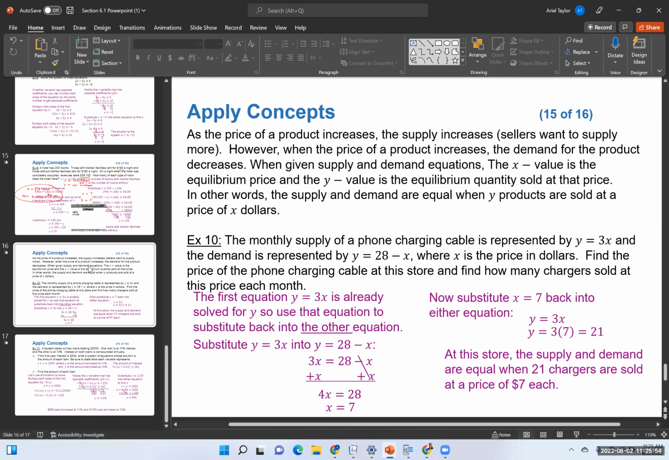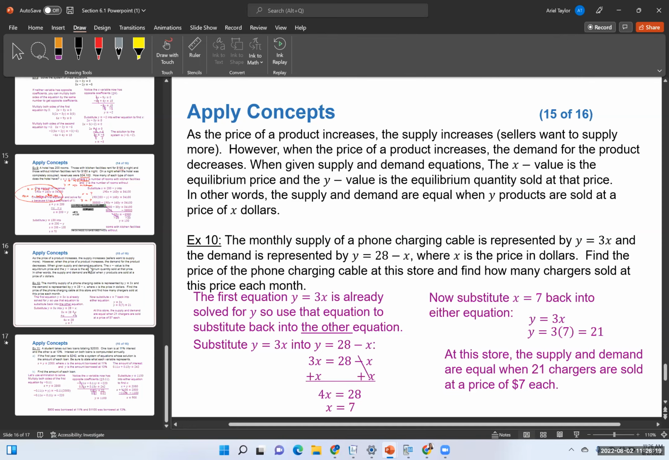The monthly supply of phone charging cables is represented by Y equals 3X, whereas the demand is equal to Y equals 28 minus X, where X is the price in dollars. We have to find when they're both equal to each other. Okay, so we have 2 equations and we just need to know when they're equal to each other. In other words, we need to solve these equations, okay?